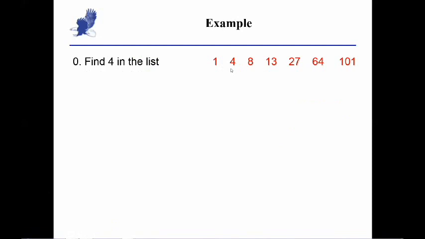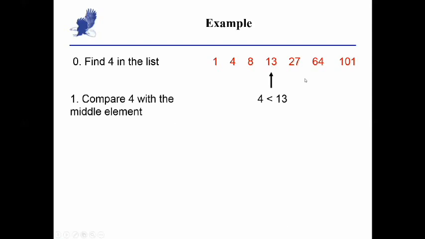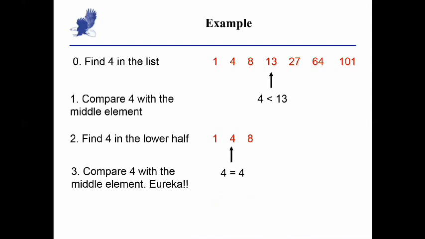All right, so remember, the first thing we do is we look in the middle of the list. Now, the middle of the list is 13. So I look at the middle of the list and I check it with 4. Now, as it turns out, 4 is less than 13. Fair enough. So I'm going to repeat my search on the first half of the list. So anything below 13, I'm going to search in that part of the list. So what do I do? I look at the middle number. Sure enough, 4 is there.